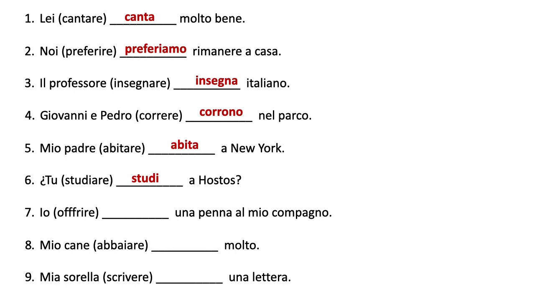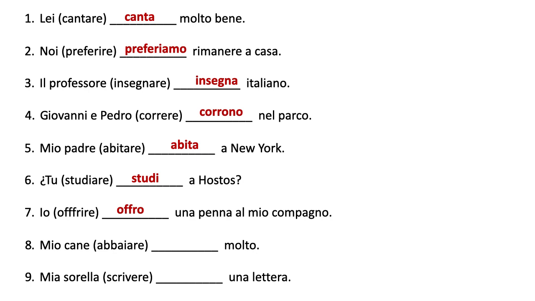We need the io form. What is the io form of this ire verb? Well, get rid of the last 3 letters and then we add an o, right? It's always the same ending for io. So io offro una penna al mio compagno. I offer a pen to my classmate.